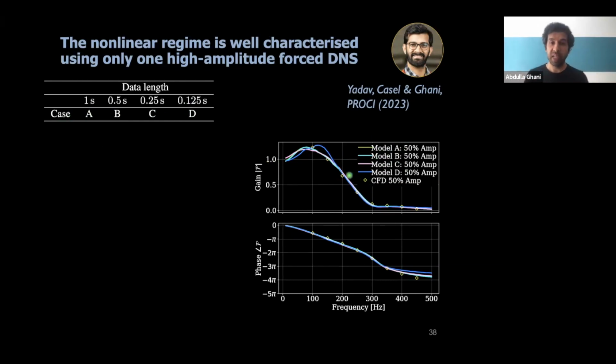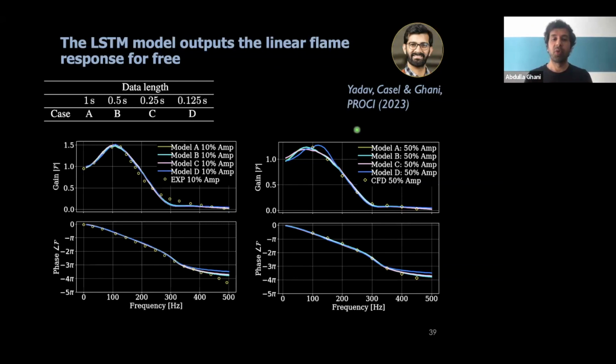And what is really surprising, and the highlight of the work that Vikas presented in Vancouver last year, is that with this one single computation, we trained the LSTM model. And this trained model is now able to reproduce the flame dynamics for all the amplitudes which are below 50%. So no need to rerun any DNS anymore. So this is what we have done. We've taken the same model that we have used here. We now inject some velocity perturbations in the linear regime, and then retrieve the same flame transfer function that was determined experimentally by these yellow circles, which is quite cool.